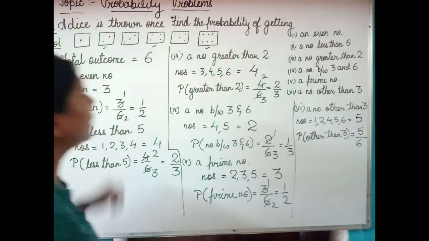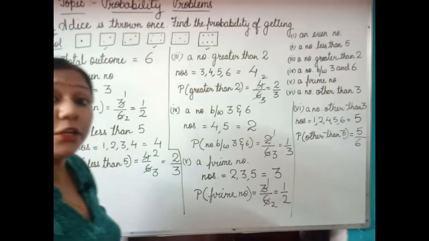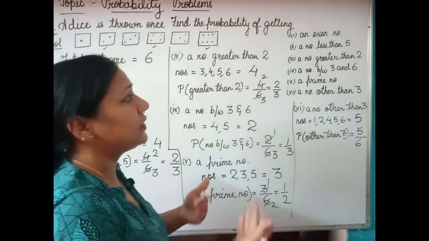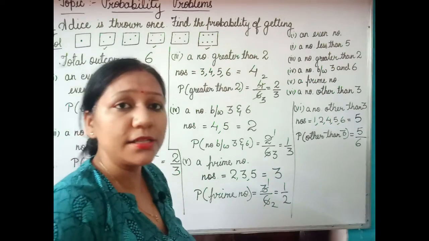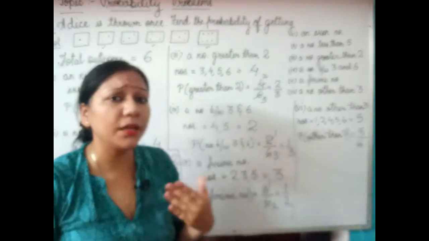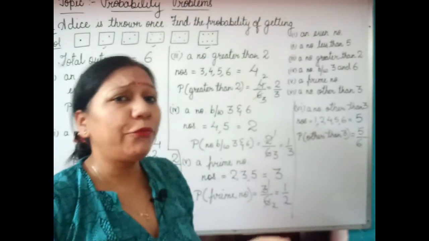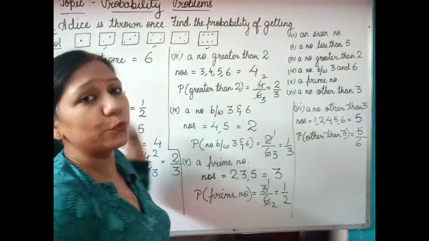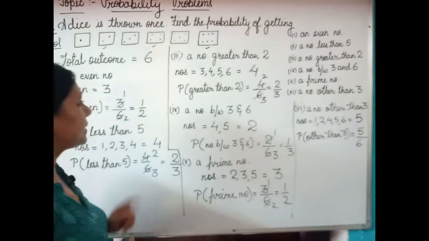So this is how you can do a question related to dice. There can be different aspects and different types of questions asked on this. It can be an even number, odd number, prime number, composite number, perfect square, perfect cube or any other number related to cubes. So I am sure this topic is clear to all of you.